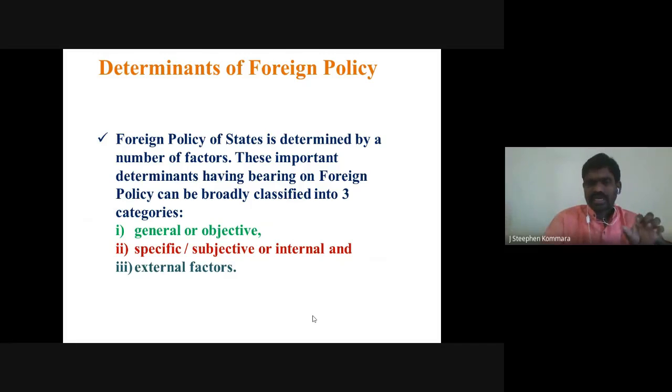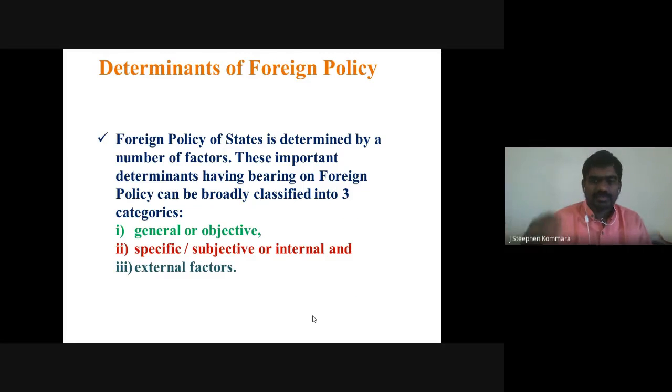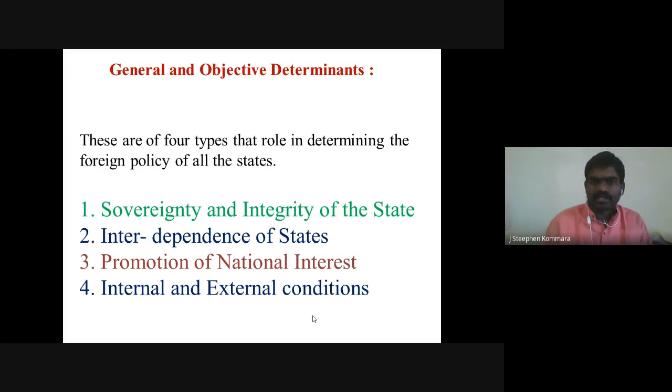Today I will discuss only the general or objective ones. Okay. Actually, the general and objective determinants are four types that play a role in determining the foreign policy of all the states. Number one, sovereignty and integrity of the state, interdependence of states, promotion of national interest, and the last one is internal and external conditions. In the next class, I will explain the specific or subjective or internal and external factors. Now, I would like to explain the first one, general and objective determinants.